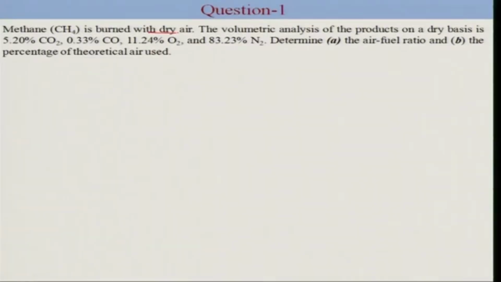Welcome to the final tutorial of this course. Today we will solve few problems based on reaction thermodynamics and thermodynamic property relations. So let's start it. Methane is burned with dry air.